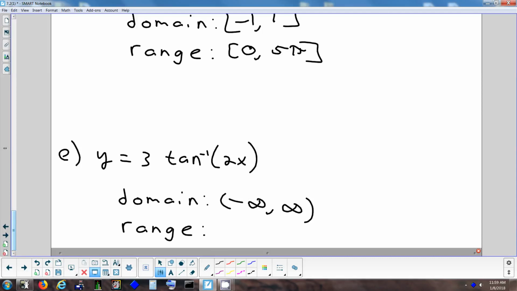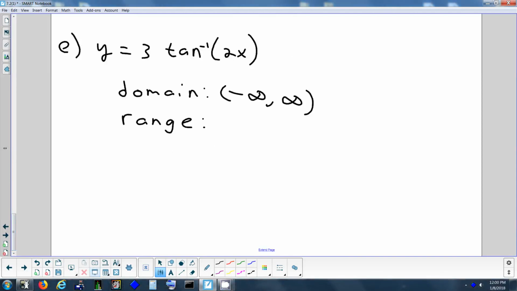What was the range for inverse tangent? Negative pi over 2 to pi over 2. And we're tripling. So instead of negative pi over 2 to pi over 2, triple it. It's negative 3 pi over 2 to positive 3 pi over 2. And did the range here have brackets or parentheses? Parentheses.